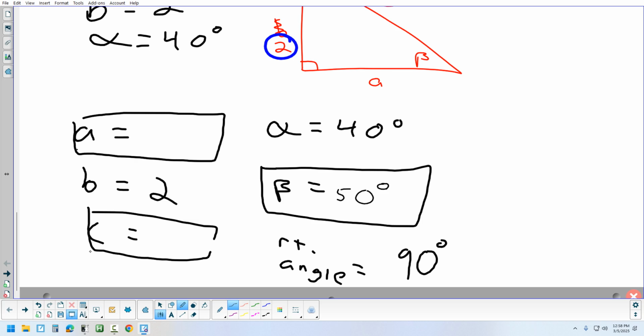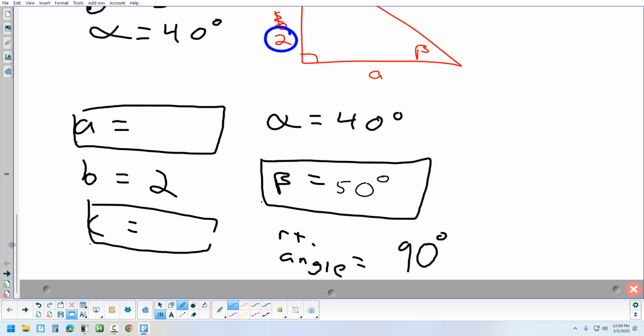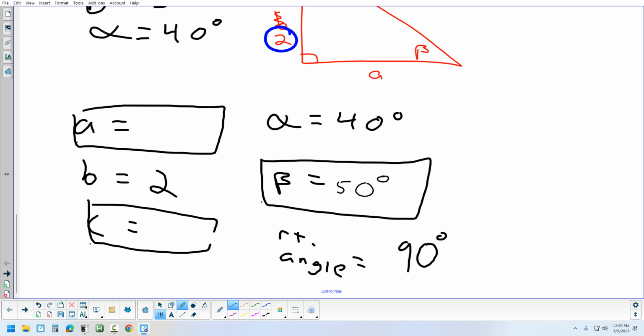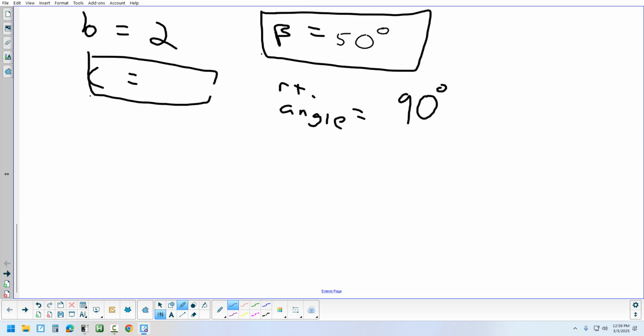Out of the 3 things we needed to find, you can do any of them in any order. I usually do the angle first, but you don't have to. You can find any one of these boxes first, any one of them second, and then whatever one's left over is the third one. So, we could pick next. Do we want to do A or C? A. Okay, so we're going to find A.